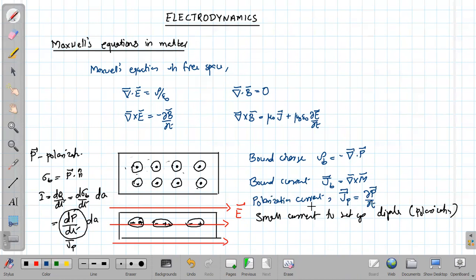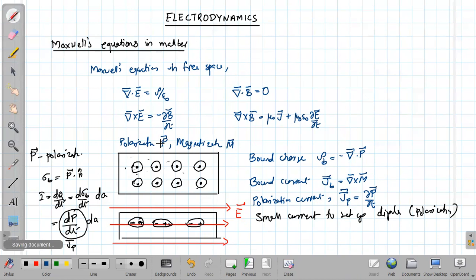dP by dt. Okay, so apart from the free space, if you are going inside the material, there will be polarization P and magnetization M.